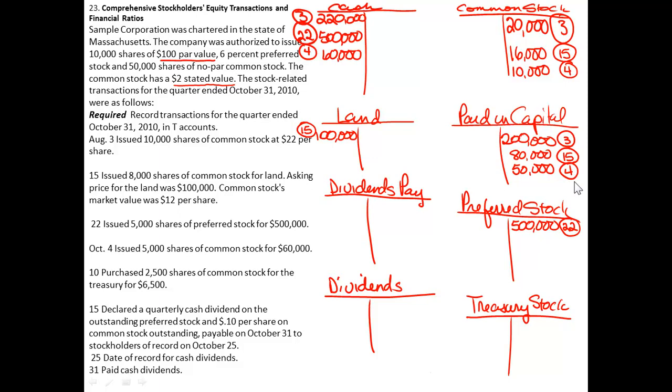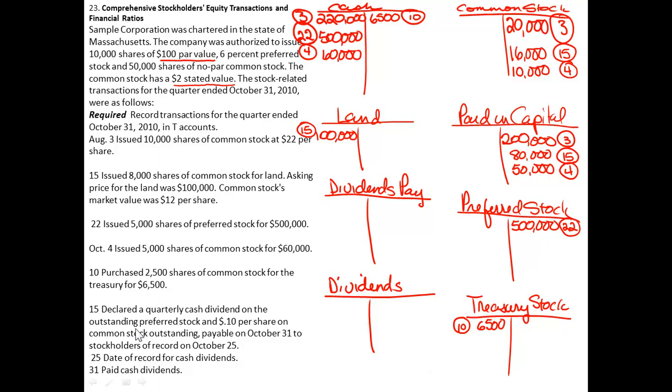On October 10th, we purchased 2,500 shares of common stock for the Treasury for $6,500. So we're going to debit on the 10th $6,500 to Treasury stock and credit cash for $6,500 on the 10th. Because remember, Treasury stock is always recorded at its cost.